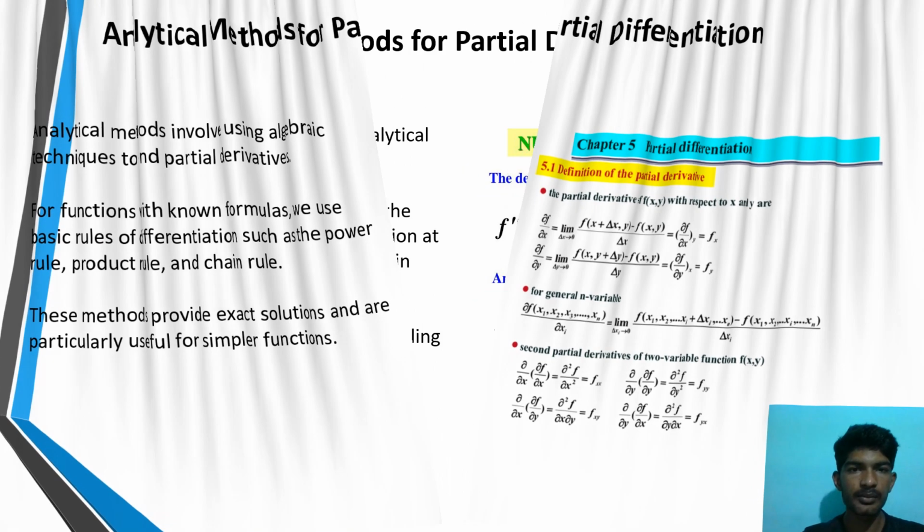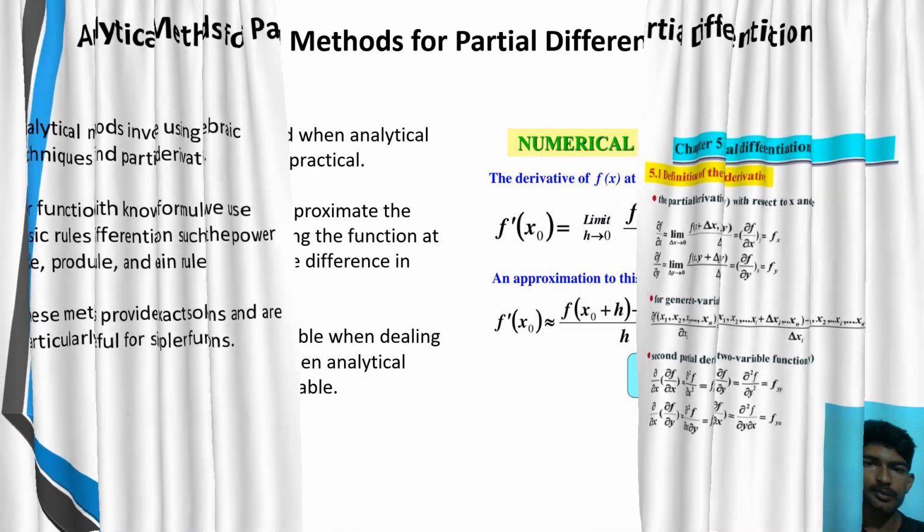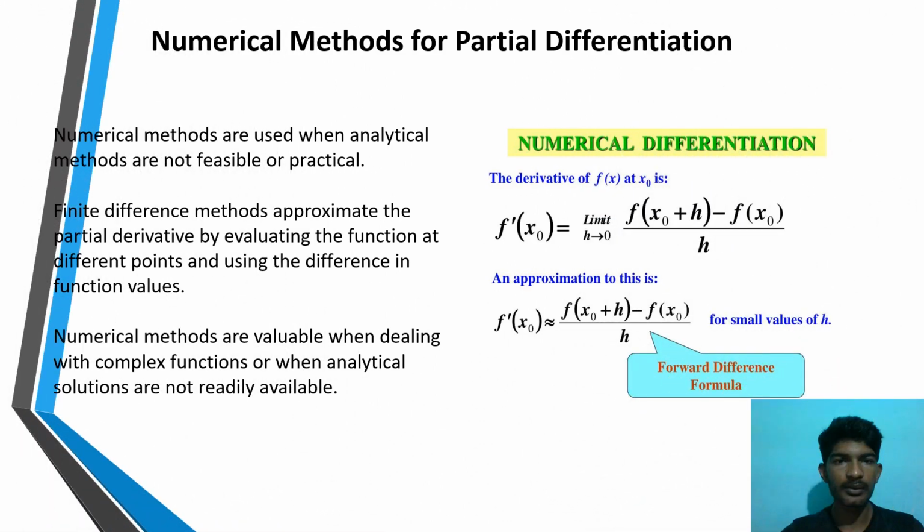Numerical methods for partial differentiation. Numerical methods are used when analytical methods are not feasible or practical. Finite difference methods approximate the partial derivative by evaluating the function at different points and using the difference in function values. Numerical methods are valuable when dealing with complex functions or when analytical solutions are not readily available.